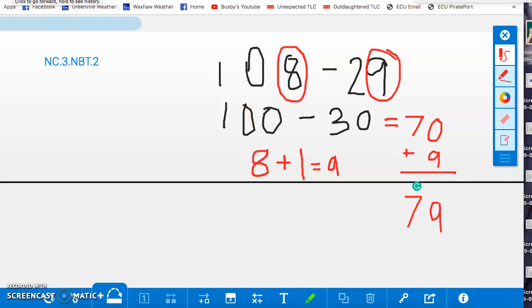So because we estimated, we incorporated addition and subtraction into a math problem. And because we used the estimation strategy, it made it easier to work with numbers that we were more familiar with. And because we used the estimation strategy for the third grade standard, we got 79, which is the correct answer.